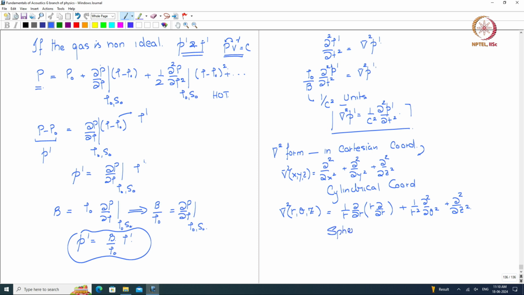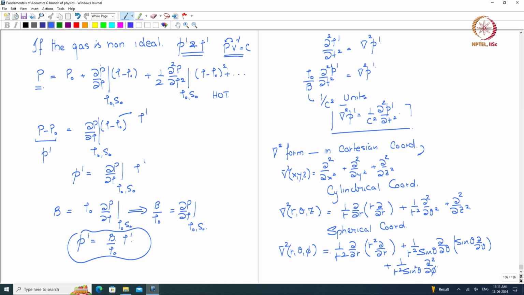And in spherical coordinates, r theta phi, del square looks like 1 over r square del del r of r square del del r, plus 1 over r square sin theta del del theta of sin theta del del theta, plus 1 over r square sin square theta del 2 del phi square.